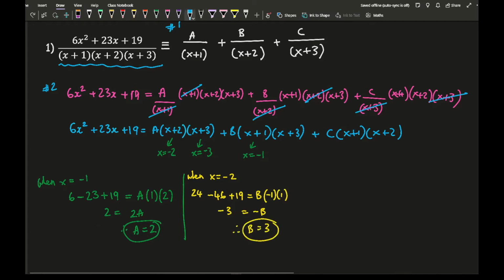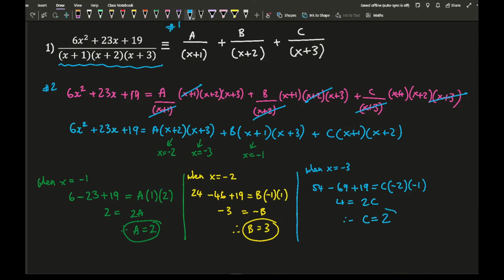And then finishing this off with the third value, when x equals -3, everything's going to disappear apart from the c. I end up with 54 minus 69 plus 19 equals c, and it's going to be -2 minus 1, which then leaves me with 4 equals 2c, so therefore c equals 2.